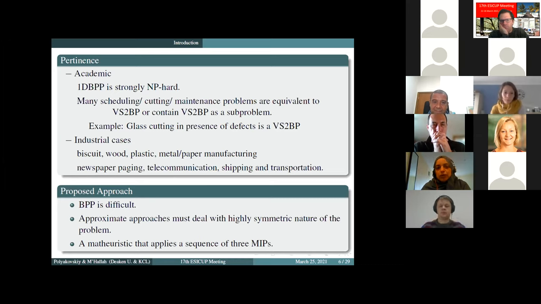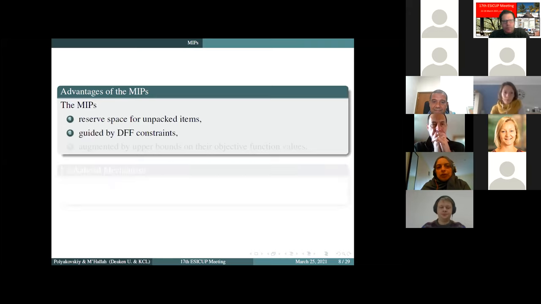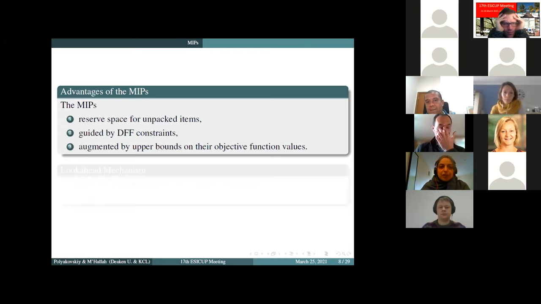For those reasons, we are using a math heuristic, but we are going to make our math heuristic a little bit intelligent, and we are going to explore the advances in technologies, the advances in solvers, especially in CPLEX. So we are going to make our math heuristic use a sequence of mixed integer programs. Now, what these mixed integer programs are going to do is reserve space for unpacked items. They are going to divide the problem into small pieces, and at each iteration, they are going to pack some of these items, but also reserve some space for unpacked items. They are going to be guided by dual feasibility function constraints, as discussed by Iori in the first tutorial of the ESICUP meeting.